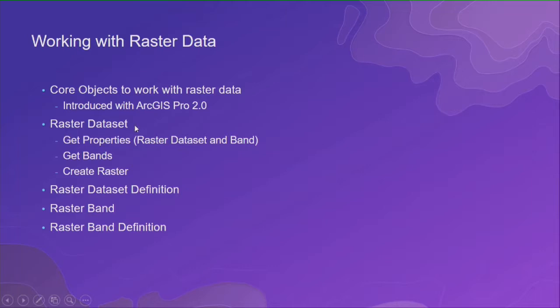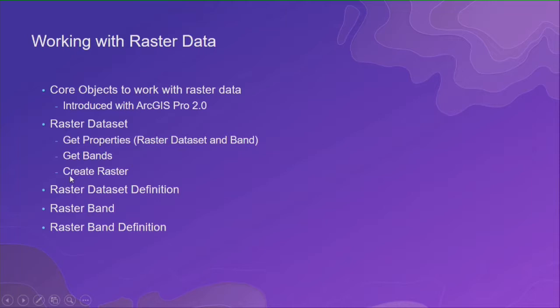The raster dataset object supports, of course, getting the properties of the raster dataset, or you can also think of the raster dataset as a collection of bands. So you can work with individual bands by getting bands and getting properties for bands using the raster band and the raster band definition objects. The raster dataset definition object contains a lot of the properties for the raster dataset, and that's how you get these properties. Last but not least, the raster dataset object also has the ability to create a raster. Now this we'll talk about in the next slide in just a second.